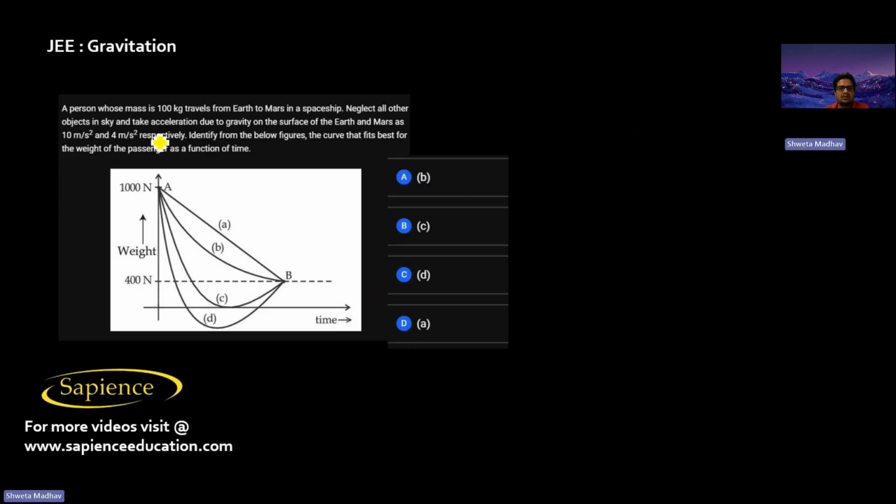Now here it is told, a person whose mass is 100 kg travels from Earth to Mars in a spaceship. Neglect all other objects in the sky and take acceleration due to gravity on Earth and Mars as 10 meter per second square and 4 meter per second square respectively. Identify from the below figures the curve that best fits the weight of the person as a function of time.